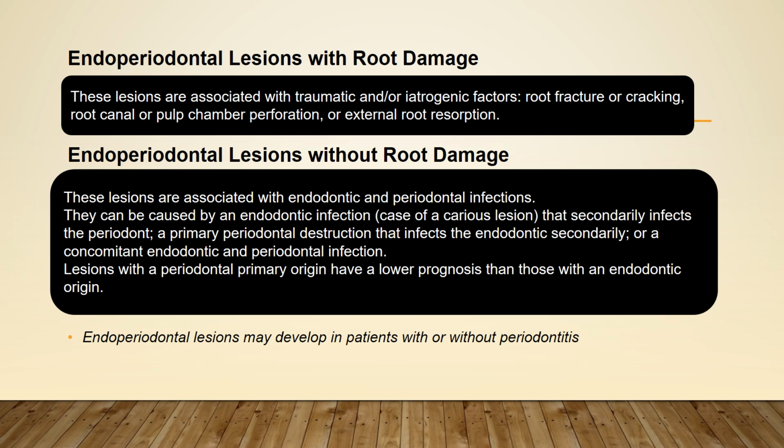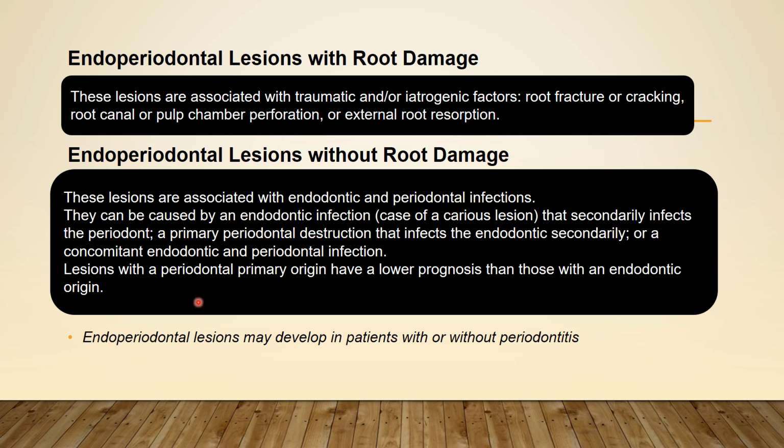Endoperio lesions with root damage. So, as we told before, these lesions are associated with traumatic or iatrogenic factors, like root fracture or cracking, root canal or pulp chamber perforation, or external root resorption. And those without root damage can be either with periodontitis or non-periodontitis. That is, in non-periodontitis, it can be due to endodontic infections. So they can be caused by an endodontic infection, that is in case of caries lesion, and that can secondarily infect the periodontium, or a primary periodontal destruction that infects the endodontic secondary. It can be in either way, or it can be a combined lesion also.